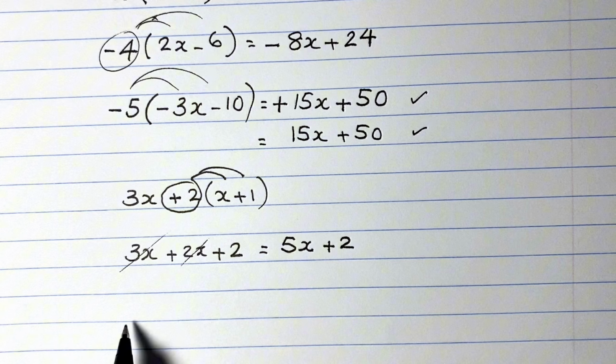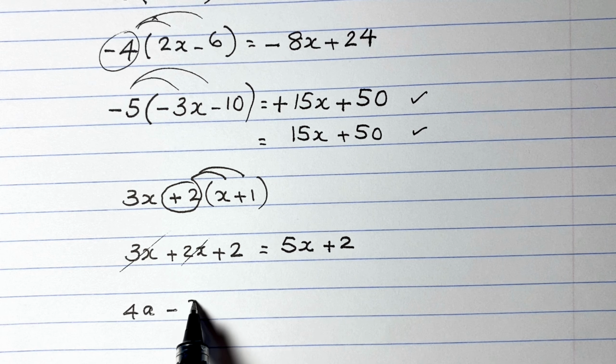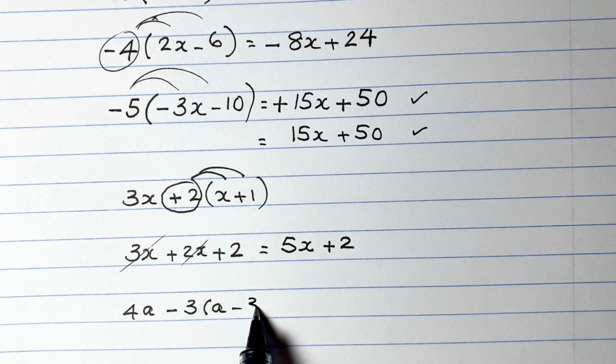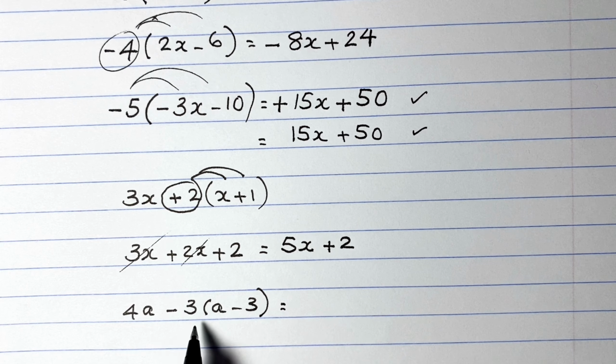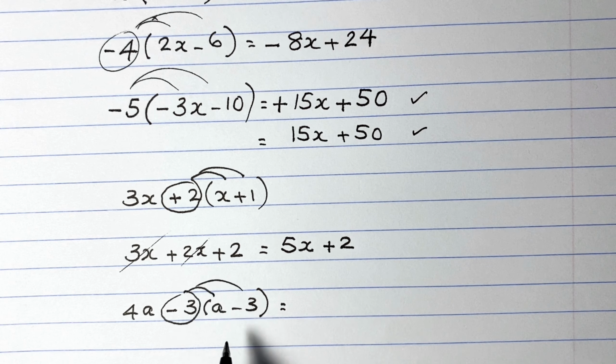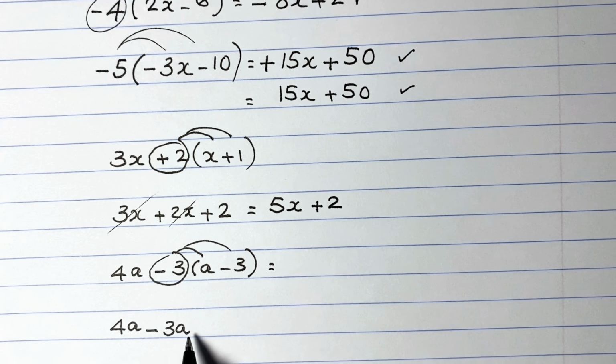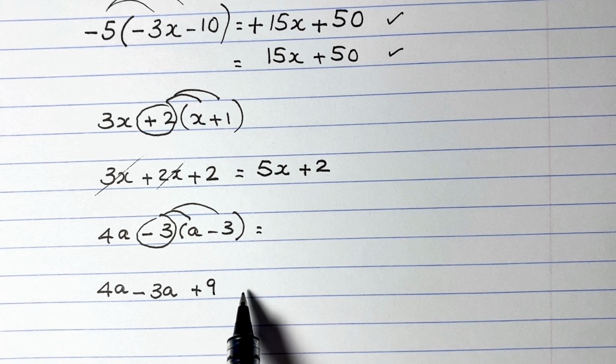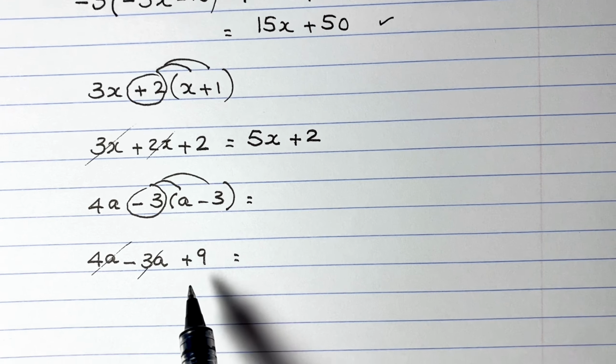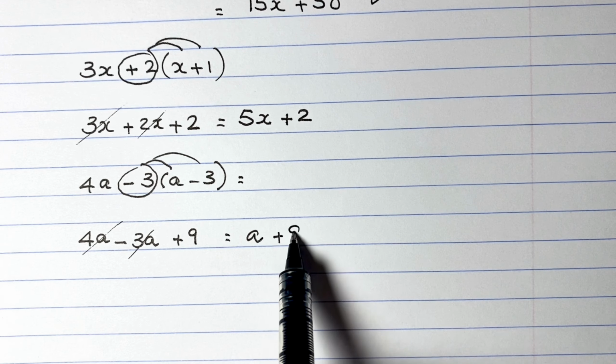Let's do another one. 4a minus 3, bracket open, a minus 3. We have to do the multiplication. We have negative 3 being multiplied by what's inside the bracket. Here was positive a. Here is negative 3. So keep the 4a. Negative times positive is negative. 3 times a is 3a. Negative times negative is plus 9. 4a take away 3a is just 1a plus 9.